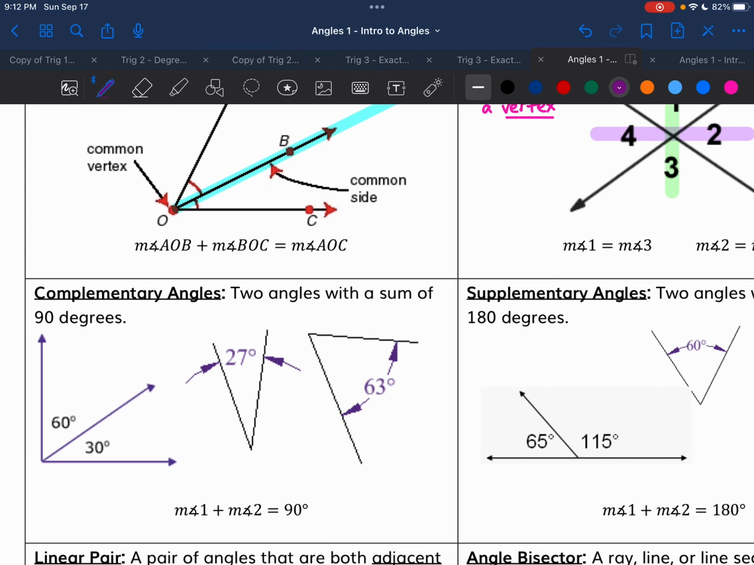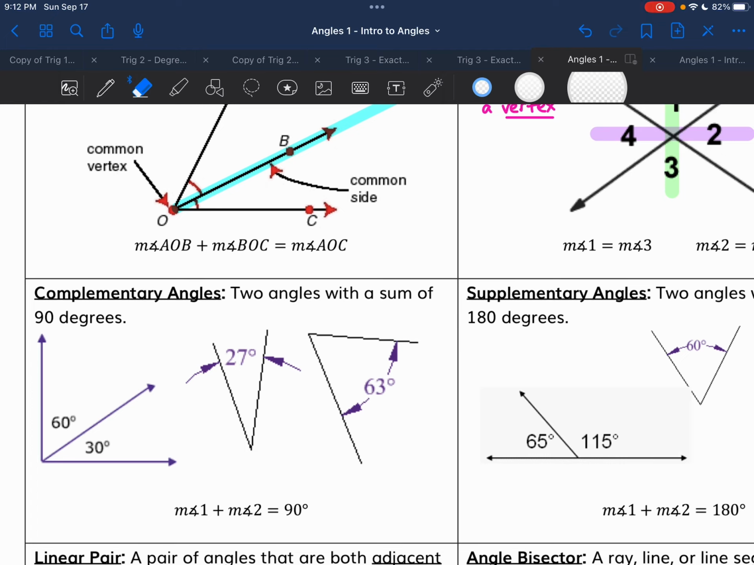Some teachers like to say, oh, look, I can take this C and sort of make it into a 9, and that's why you see 90 here. And supplementary, it's kind of tough to do with that, but you can sort of make this a 180 kind of thing. That's less important than just understanding what the meaning is.